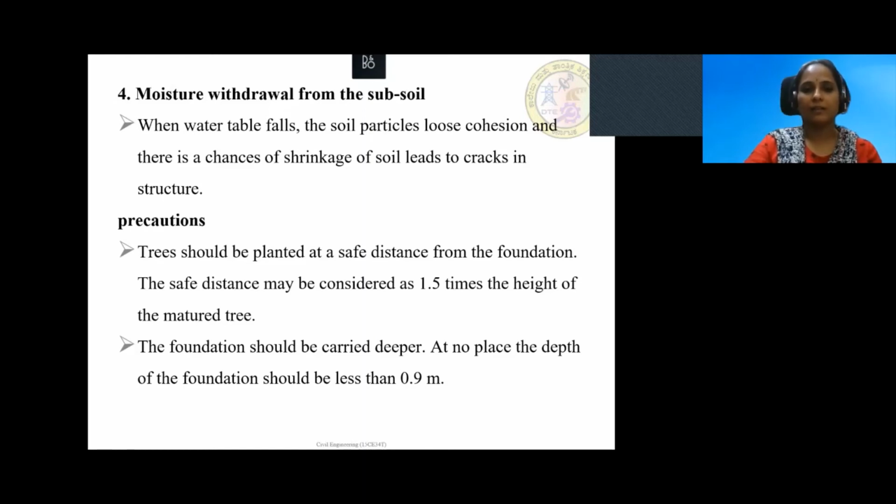Good foundation. Next one is precaution measure: foundation should be carried deeper.